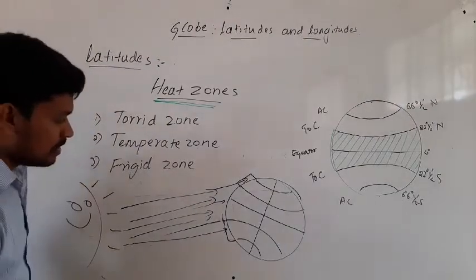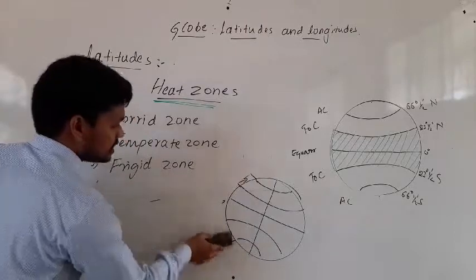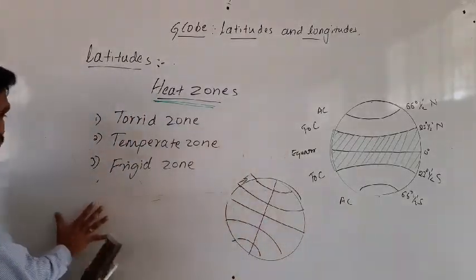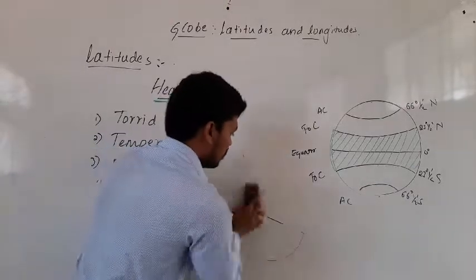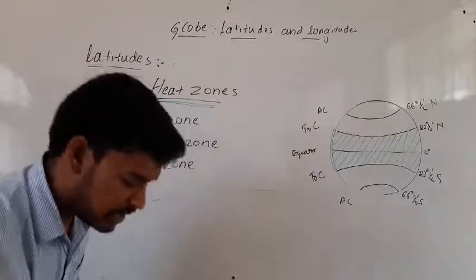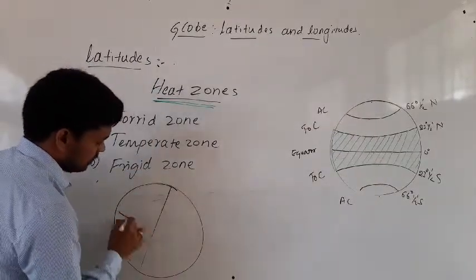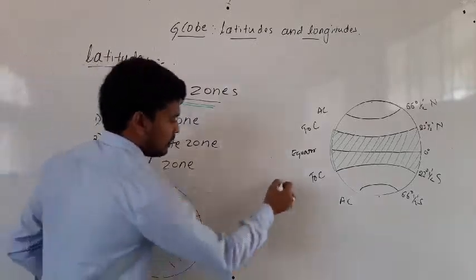That means our earth is rotating. It rotates in the same tilted manner. Suppose here we have the sun, and the earth, by rotation, has come here. It has the equator, Tropic of Cancer, Capricorn, Arctic Circle, Antarctic Circle. It has come here, and we have the sun over here.